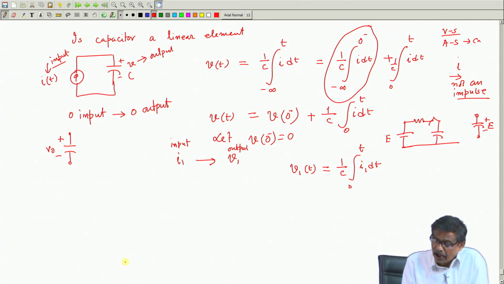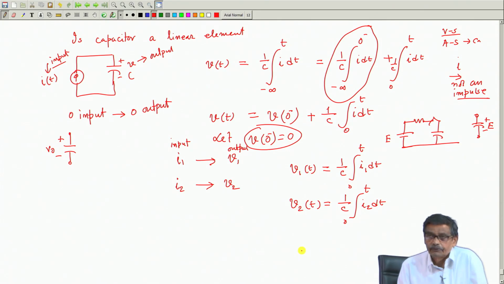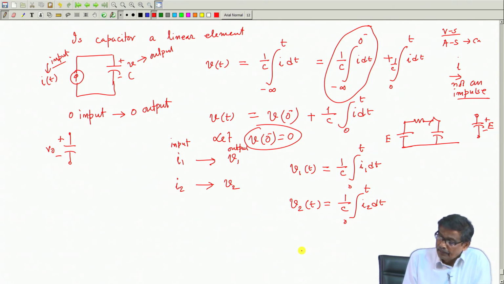Then what will I do? I will give another input I 2, still maintaining V 0 minus equal to 0, initial voltage across the capacitor is 0, and I note down what is the voltage output. So, V 2 of t will be equal to 1 over C integral from 0 to t of I 2 dt. This will be the thing, I 1 and I 2 at the input.